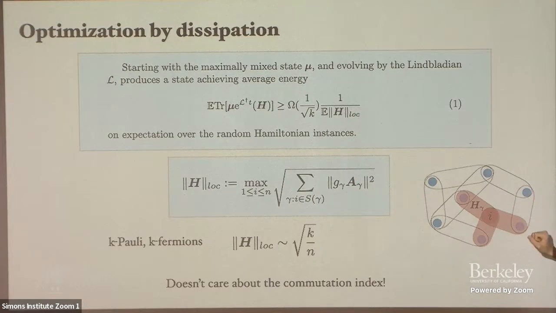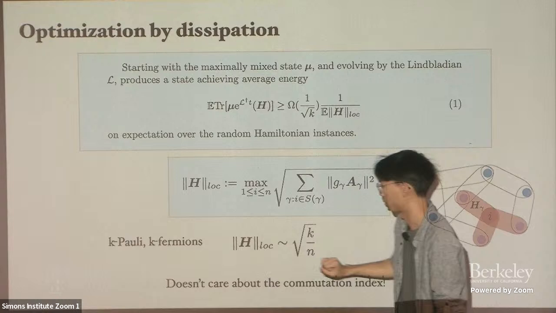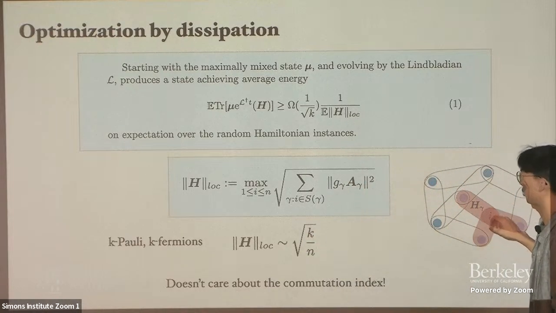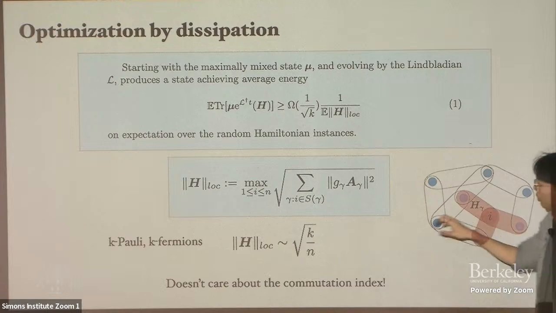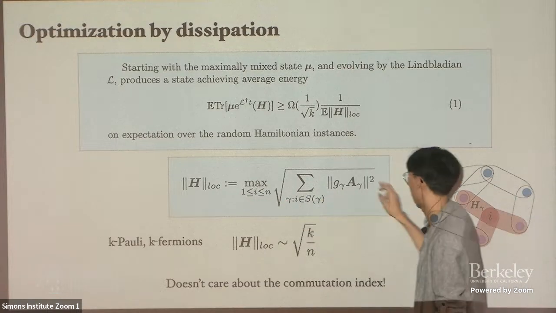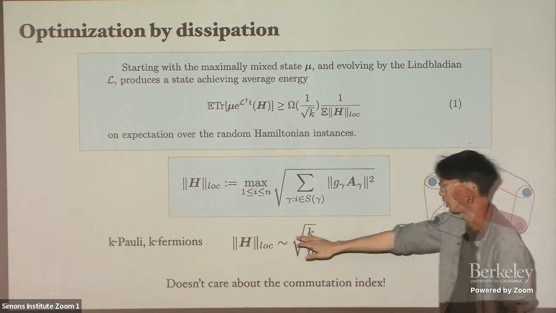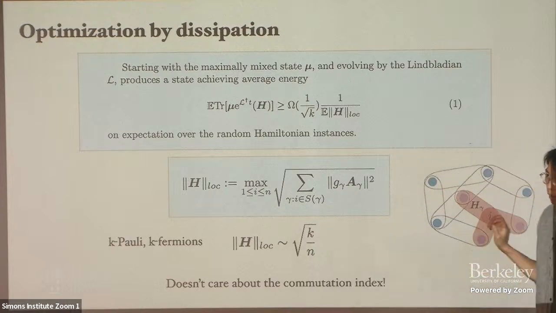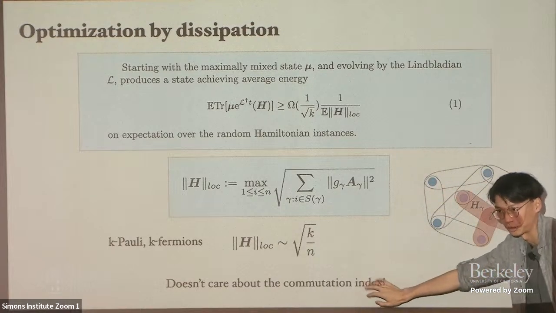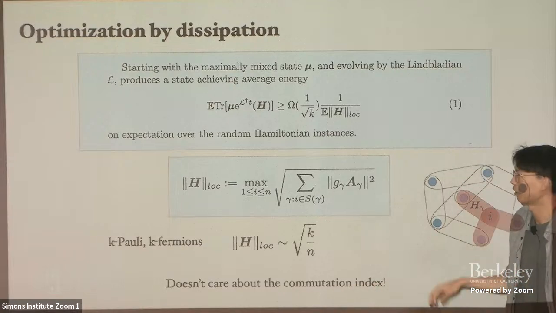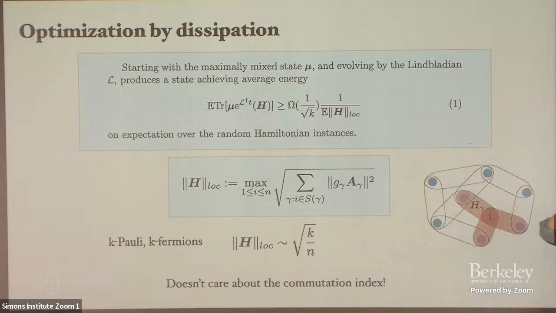What's interesting here is that the bound is the same for both Paulis and fermions. It depends on some kind of local energy quantity, H local, which counts how many terms are interacting with one site. Somehow this number is the same for both Paulis and fermions, even though the commutation structure is very different. So the fact that fermions are anti-commuting doesn't matter in this algorithm.